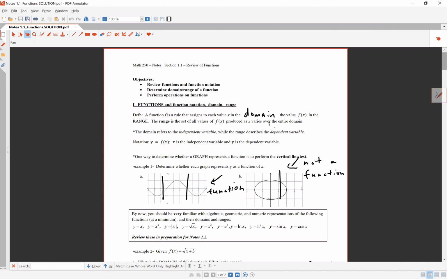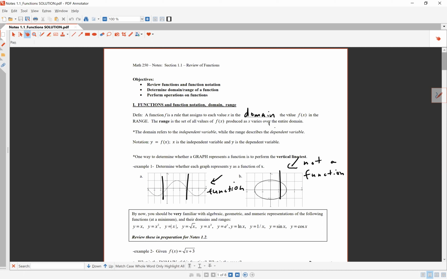This is just review. A lot of you probably know most of this already, and if not, that's fine, but we want to make sure we catch up as soon as we possibly can. So what's a function? A function is just a rule that takes a value x to a value y. x lives in the domain, and f of x is in the range. The domain variable x is the independent variable, and the output y is the dependent variable.